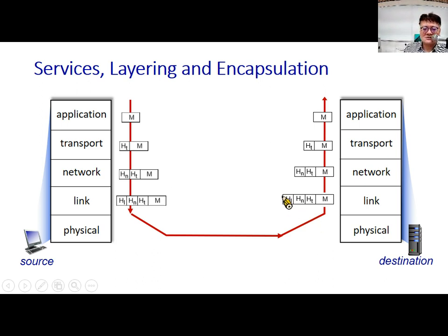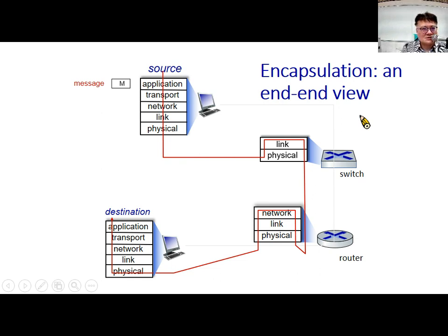So we need to remove each header. For example, from the physical layer we get the total package, but we need to remove the HL to get the datagram, from the frame to the datagram. Then to the transport layer, remove this HN. Then to the message, remove the HT. Then we can read this message at the application layer. So the behavior is like this.